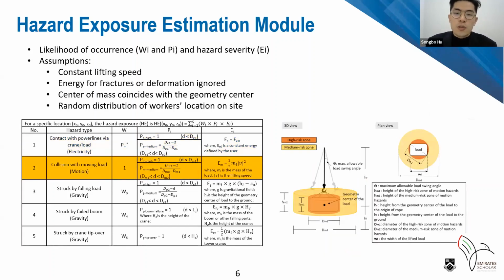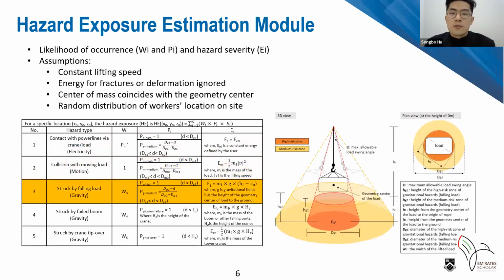For collisions with a moving load, W2 equals 1, which means the accident is bound to happen, definitely going to happen if a worker enters a hazardous zone. And PM is the reduction factor of the kinematic energy, EM, which decreases linearly in medium risk zones, as shown, to reflect the uncontrolled load sway.